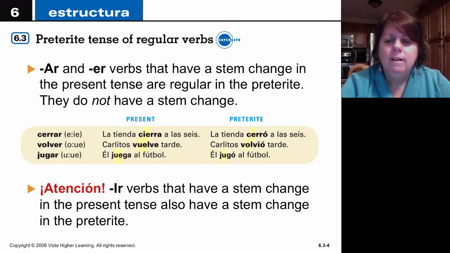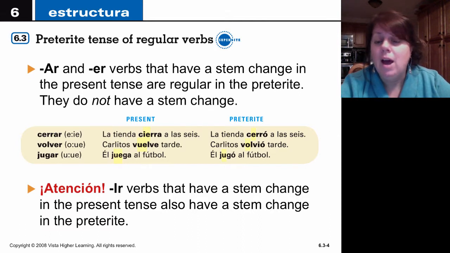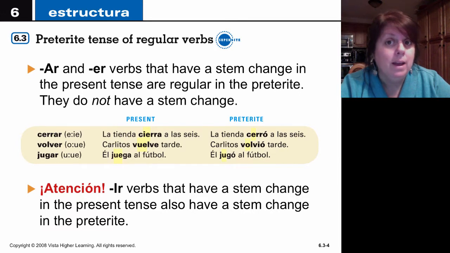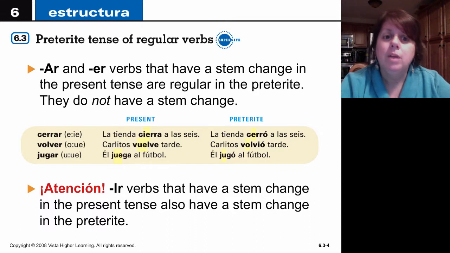So it says, La tienda cerró a las 6. The store closed at 6 o'clock. Carlitos volvió tarde. Carlitos returned late. Él jugó al fútbol. He played soccer. And so you see these verbs do not retain the stem change. They're regular, just like the other AR and ER verbs. IR verbs that have a stem change in the present tense also have a stem change in the preterite, and we will look at those a little bit later in Chapter 8.